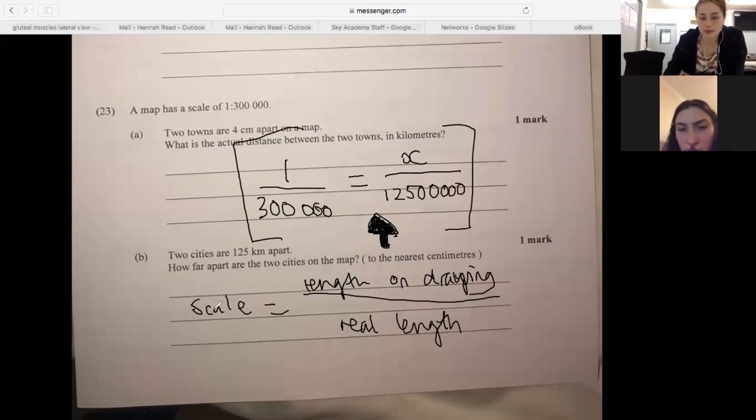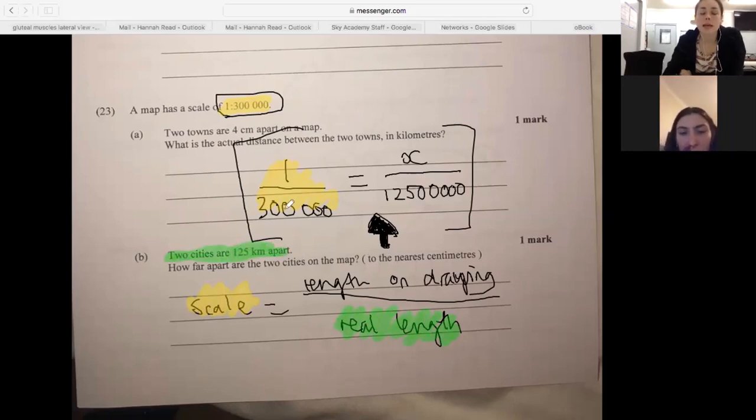I got my scale, which was this thing here. Wait, let's see if I can do it color-coded. I like color-coded. Yellow. So that was my scale, yeah? And then that actually makes it a lot easier. Real length. And the real length that they gave me was 125 kilometers.